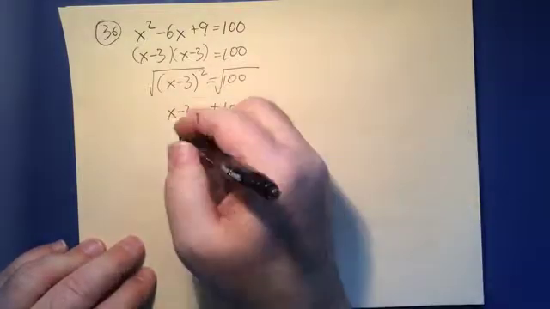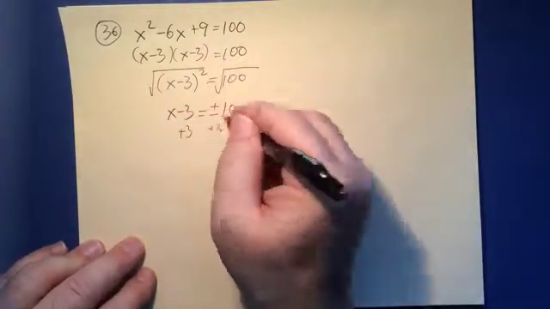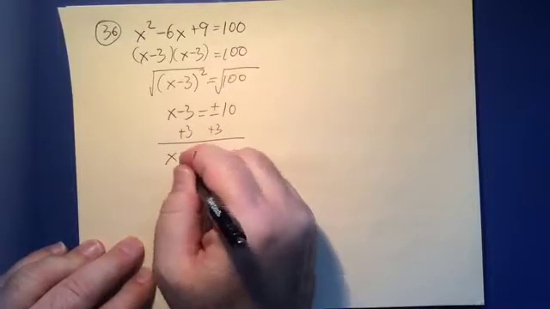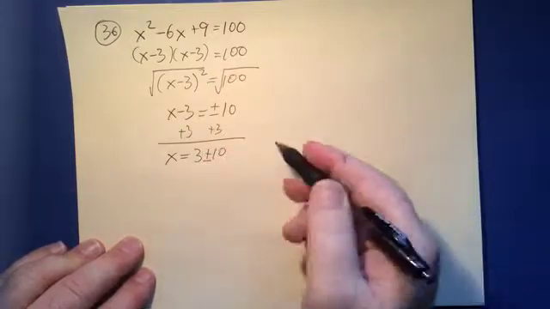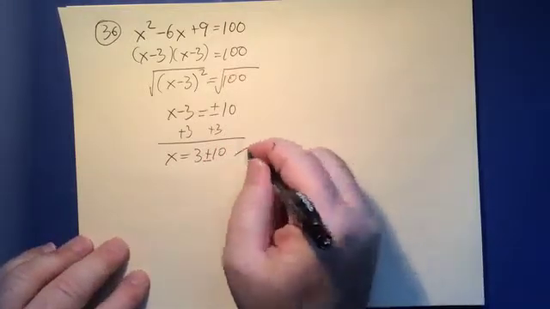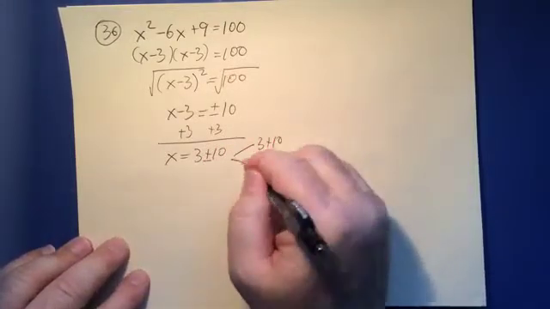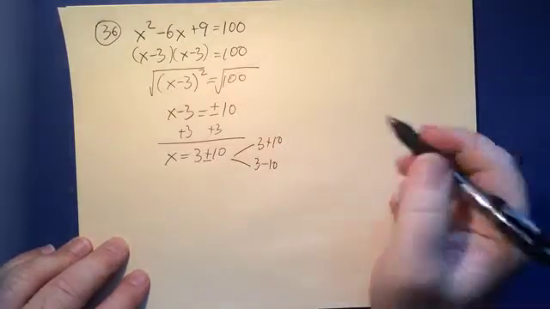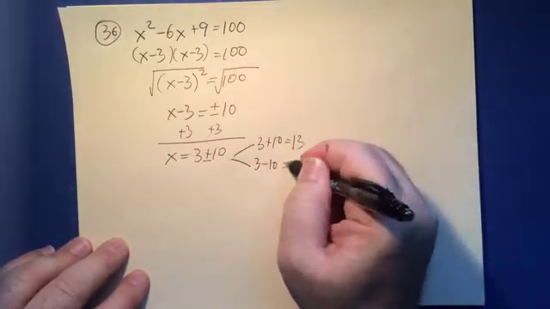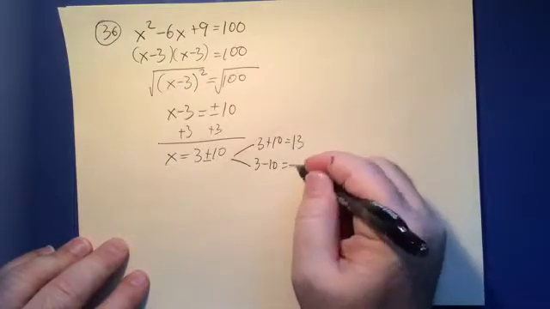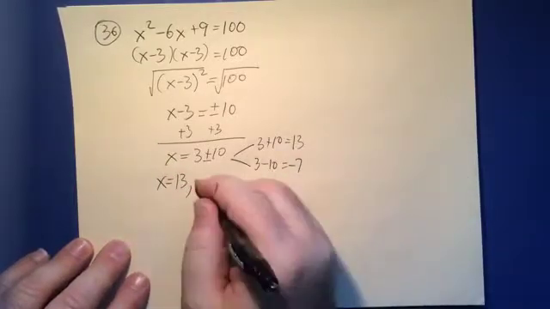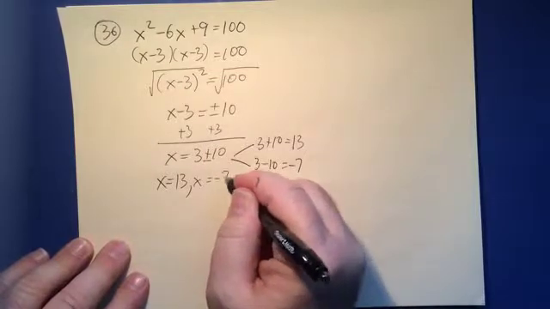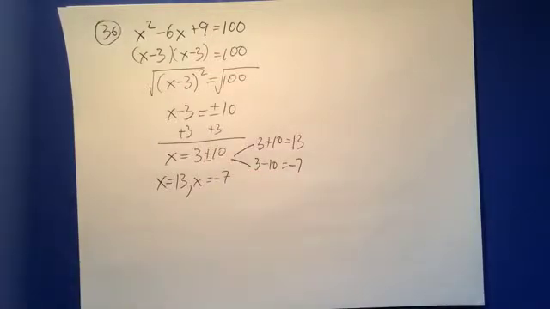At that point, I'm going to add 3 to both sides and get x equals 3 plus or minus 10, which is going to give me 3 plus 10 and then 3 minus 10. 3 plus 10 will give me 13. 3 minus 10 will give me negative 7. So we have two values for x, 13 and negative 7. So those are the two possible values for x in that equation.